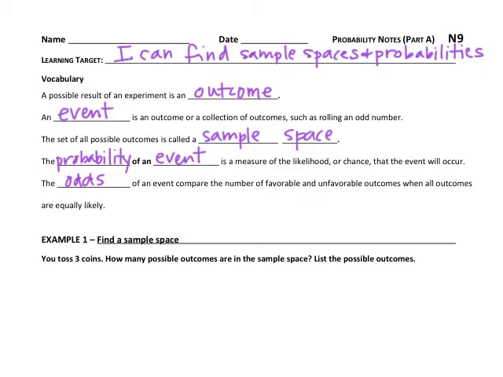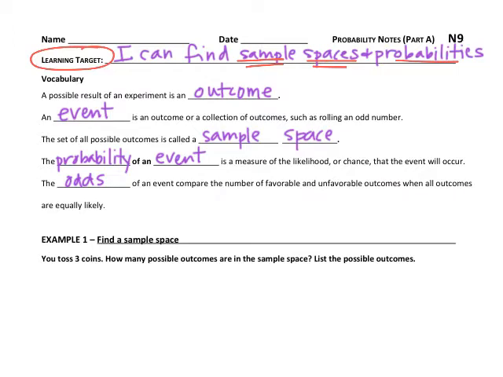This is the video for probability part A, and if you would please put the learning target on your note sheet. I can find sample spaces and probabilities. So we're going to focus on finding sample spaces in this video. Our example problems will help us do that. And then also we're going to be looking at finding the probability of something actually taking place.